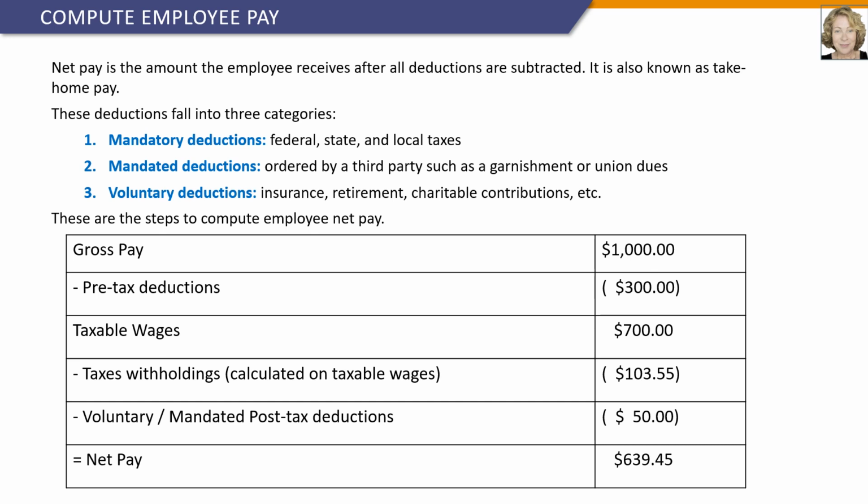Next, we compute the taxes to be withheld from the total taxable earnings and deduct the taxes, which is $103.55 in our example. Finally, we deduct any other voluntary or mandated deductions, which is $50 in our example. The result is the employee's net pay of $635.45.